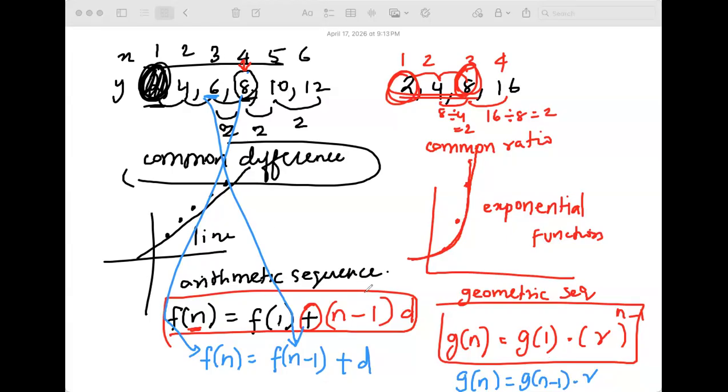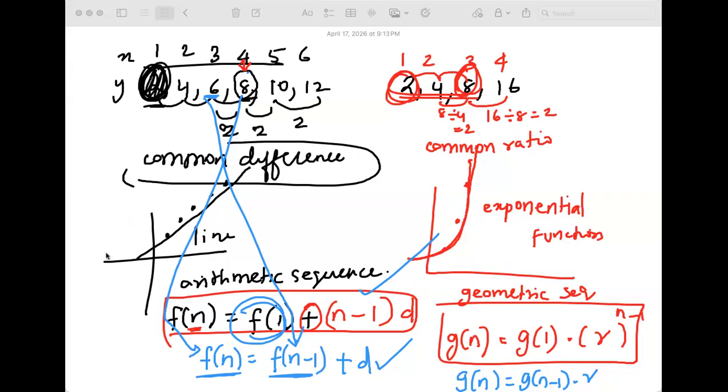So this is called the explicit formula. This is called the recursive formula. Recursive means you are getting 2 consecutive terms. Explicit means you are given the first term, and you are finding the nth term. Any questions? Please note this down.